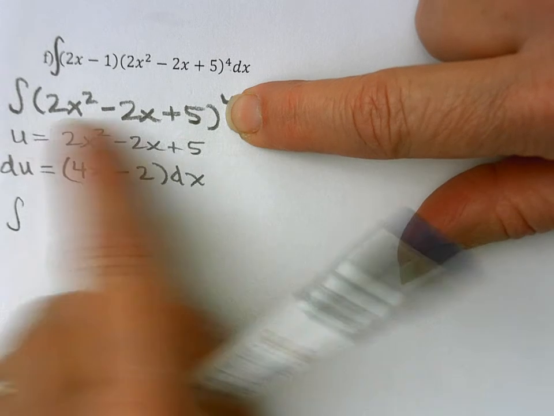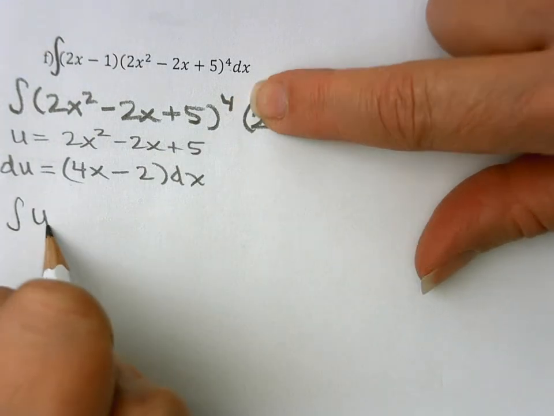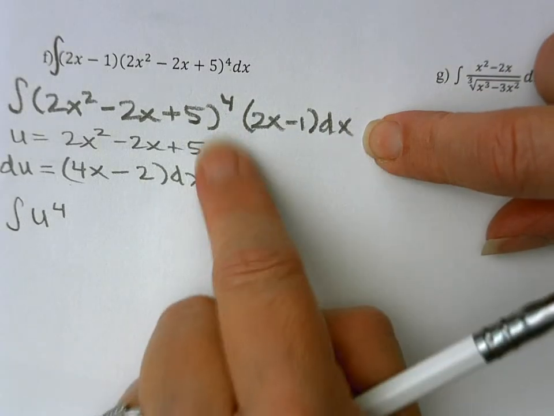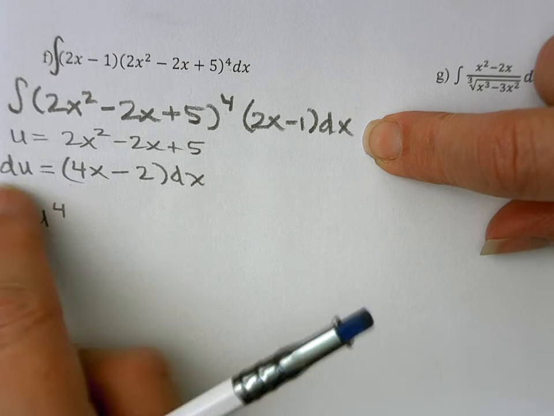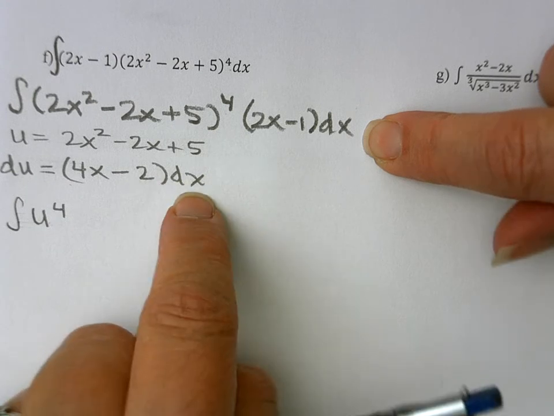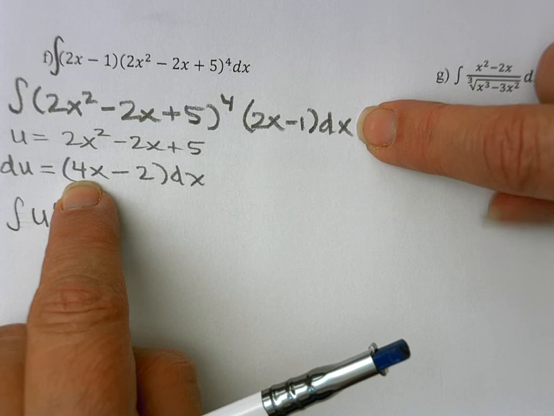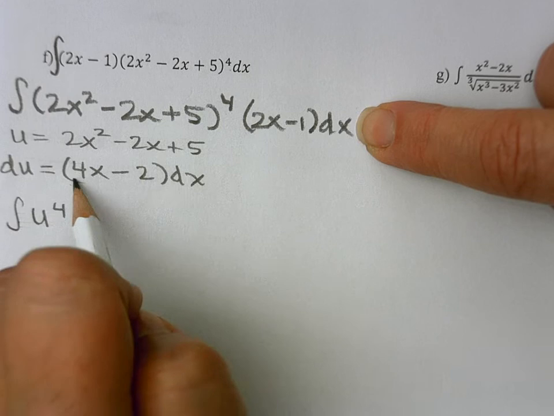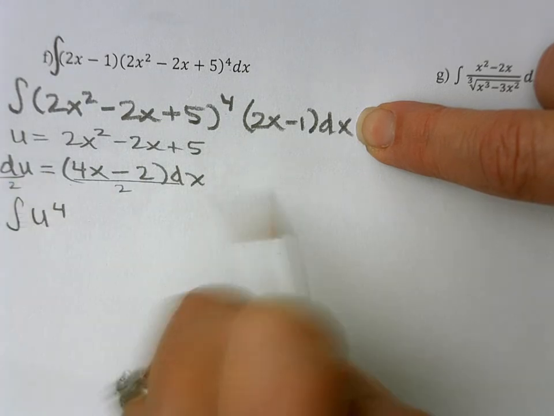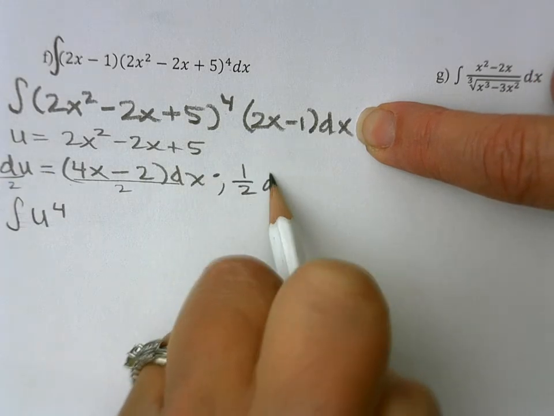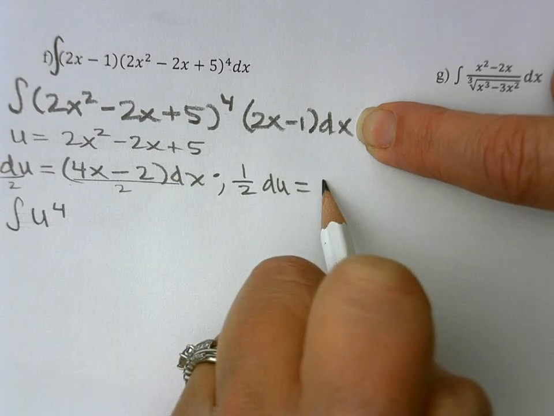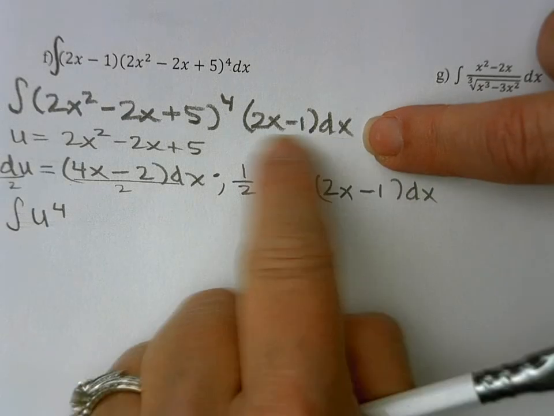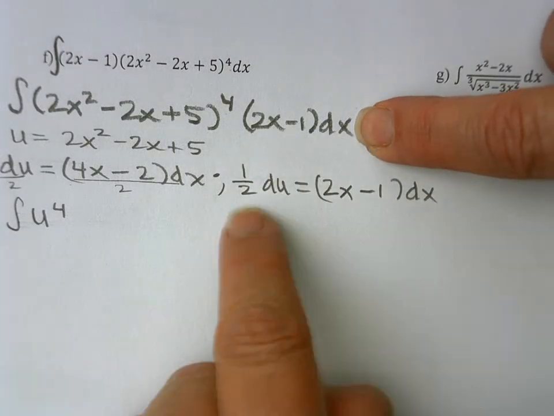So that could be replaced with u, and then it still has a power of 4. And then I look at this to see what can that be replaced with. If I look down here, I don't have it matching exactly, but is there a way I can adjust this so it aligns with that? If I divide by 2, then that would give me 1/2 du, and then that would be 2x, and then negative 2 divided by 2 is negative 1. And so always, my remaining terms, keep them together, so my remaining terms can be replaced with 1/2 du.